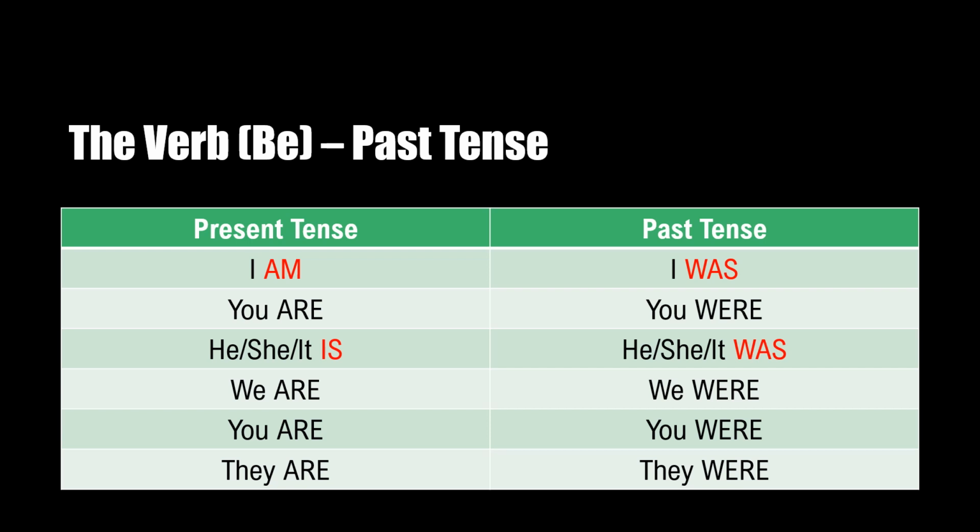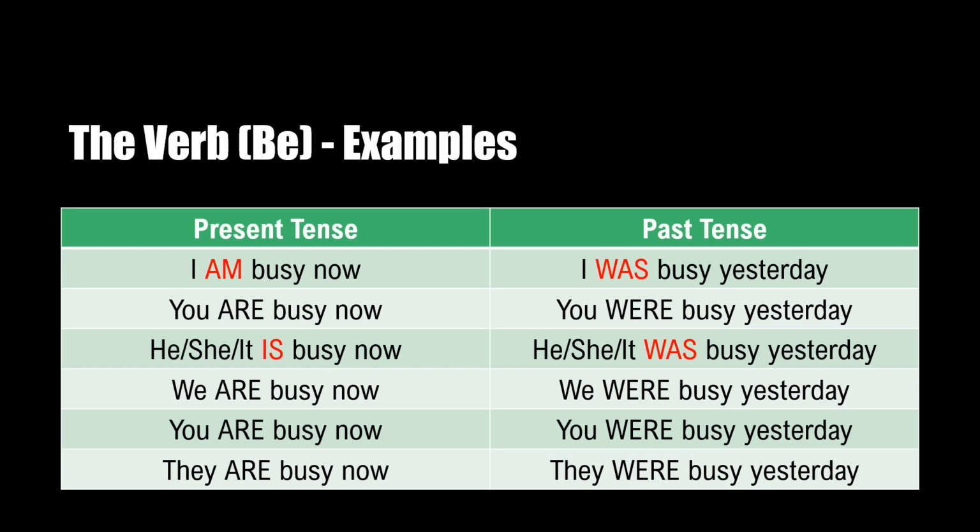This is how the verb be looks in the past tense. So in the present tense it is I am, past tense I was. You are, you were. He is, he was. She is, she was. It is, it was. We are, we were. You are, you were. They are, they were. Let us try some examples.